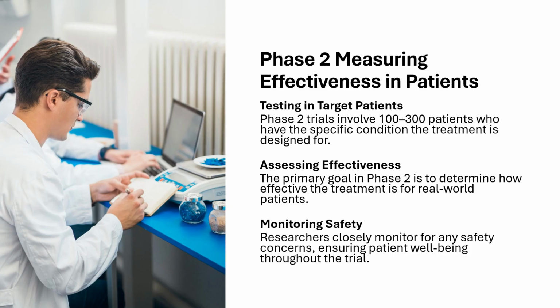Safety remains a top priority in Phase 2, even though it was deemed safe in a smaller group during Phase 1. New side effects or complications might appear when tested in people with the disease. These patients may be taking other medications or have coexisting conditions, which could affect the treatment's performance. Close monitoring helps researchers identify risks early and make adjustments if needed.